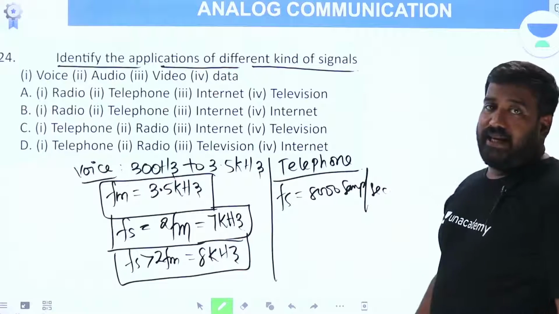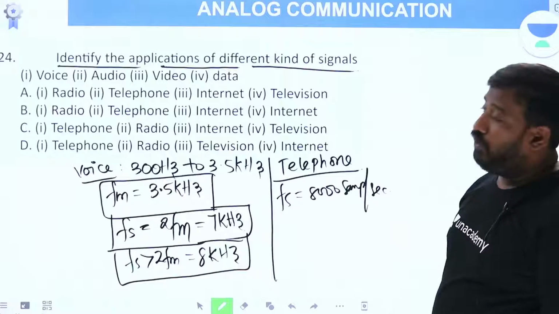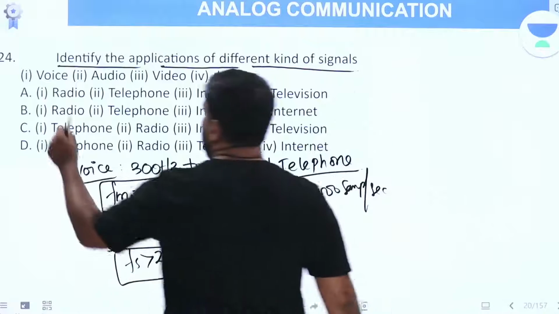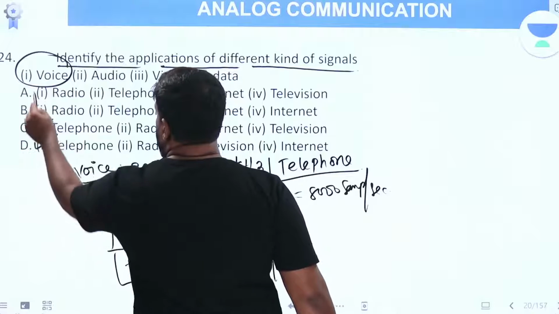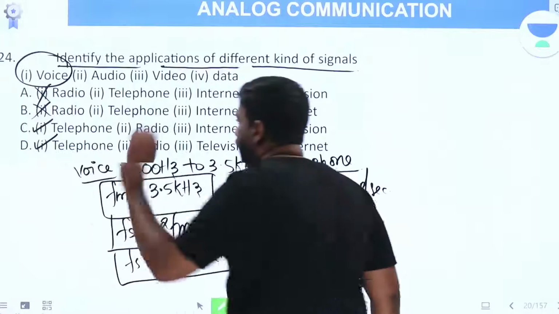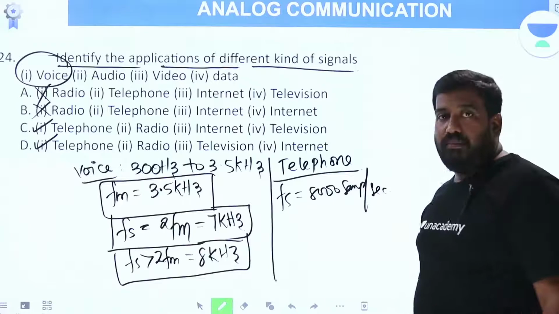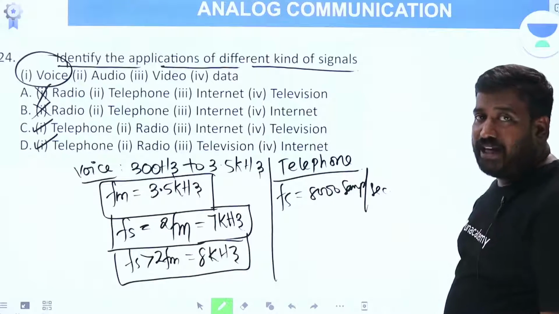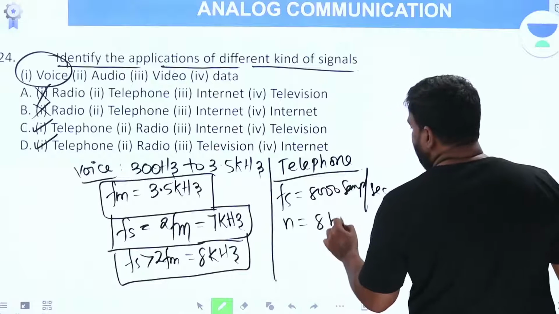So very clearly, voice signal will fall for what application? Telephony application. Voice signals are used in telephony application. Option C or D is your answer. Elimination method. A and B are gone. Clear? Now, how many bits are transmitted per sample? It is customary that we transmit 8 bits in a telephony system.